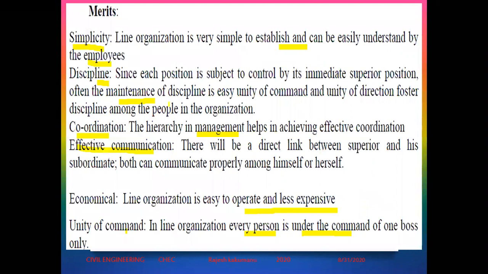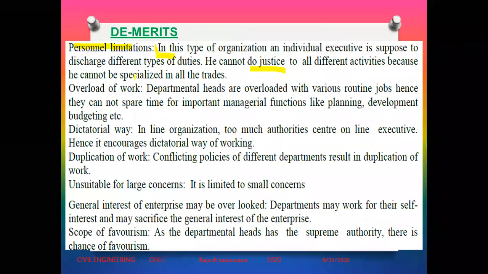Then what are the demerits here? The personal limitations. Every person has some sort of limitations. So he cannot do justice to all the different activities because he cannot be specialized in all the trades. Whatever the role of foreman, you have to do the job of foreman only. Other things you cannot do. Whatever the instructions said by the engineer, the foreman has to do the same.